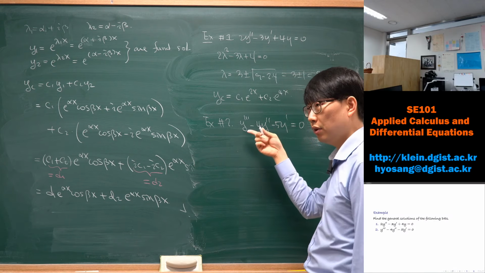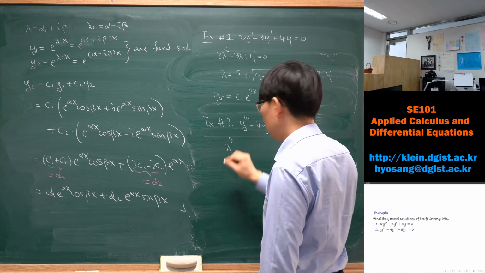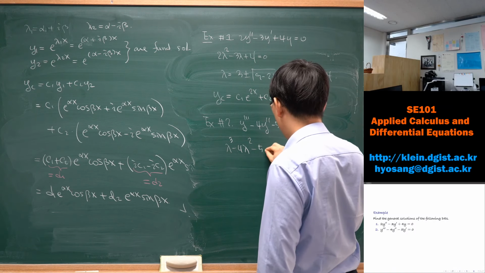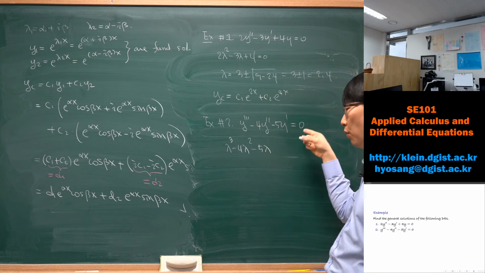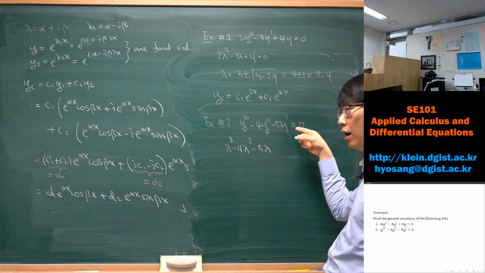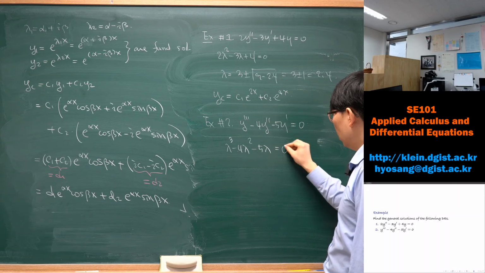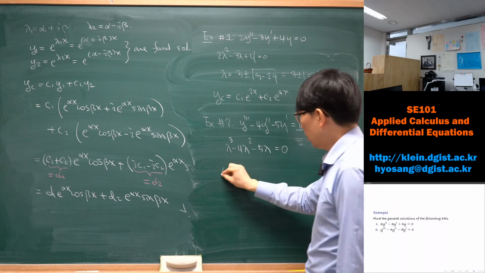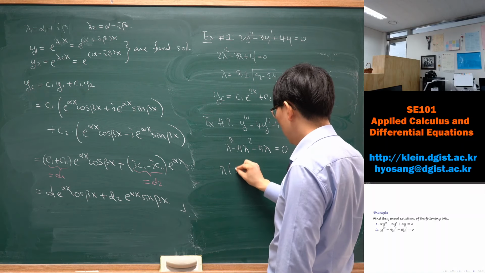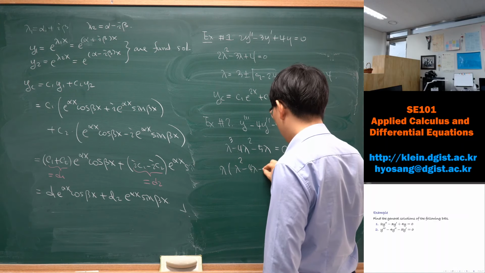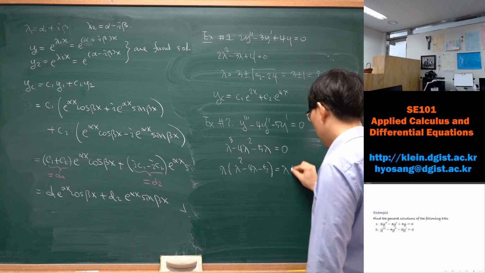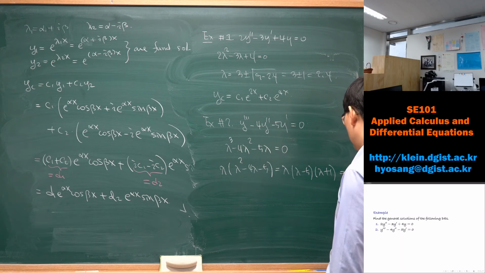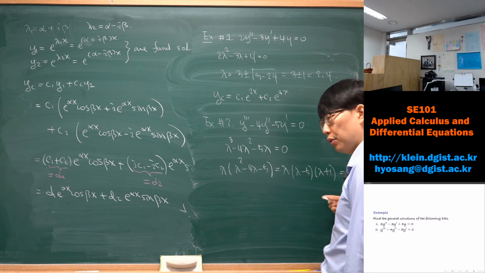The third order derivative becomes lambda cubed, and the rest is similar. So 4 lambda squared minus 5 lambda. Now, if there is a y, then you have a constant, but there's no y. So this is it. We have to find the roots satisfying this cubic equation. So take lambda out, and lambda squared minus 4 lambda minus 5, and that's lambda times lambda minus 5 times lambda plus 1 equals 0. So you have 3 distinct roots.